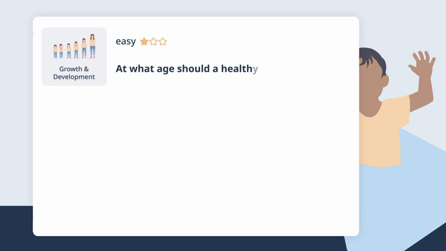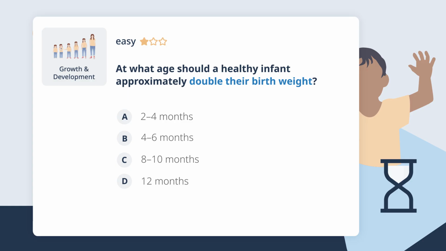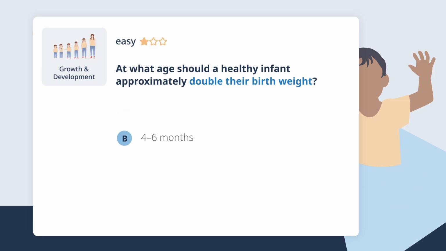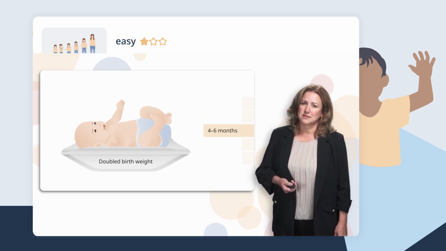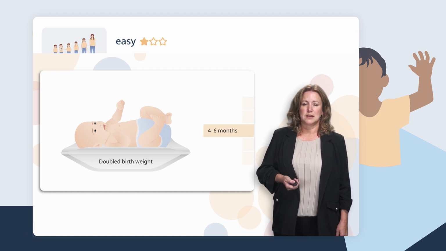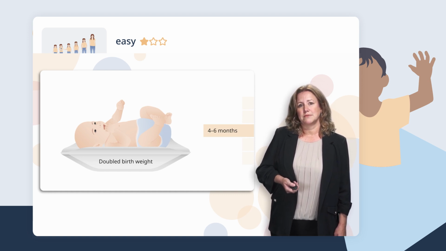At what age should a healthy infant approximately double their birth weight? By 4 to 6 months of age, they should have doubled their birth weight. So that's a good rule of thumb to remember.